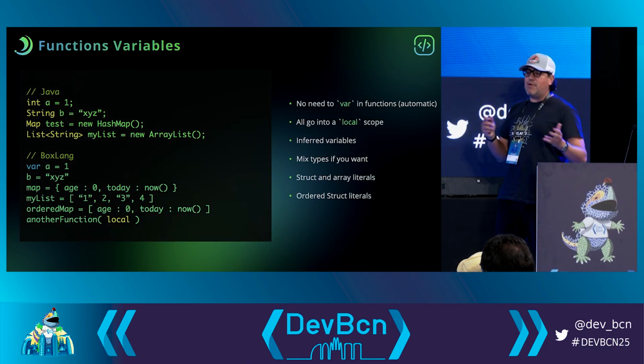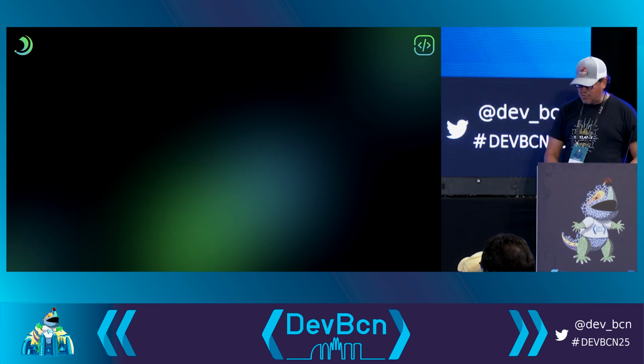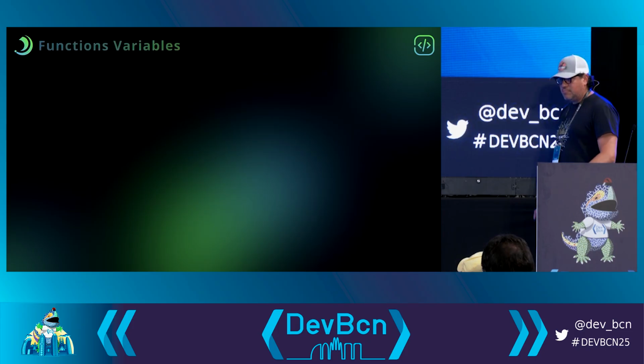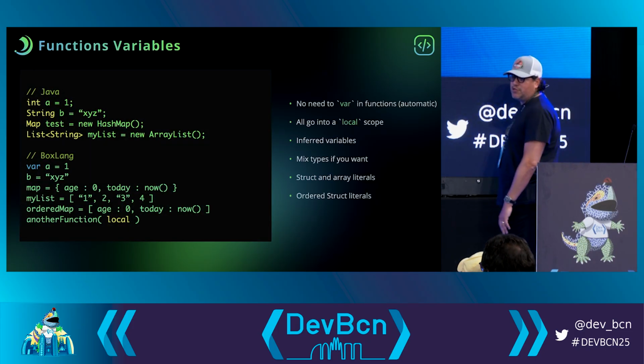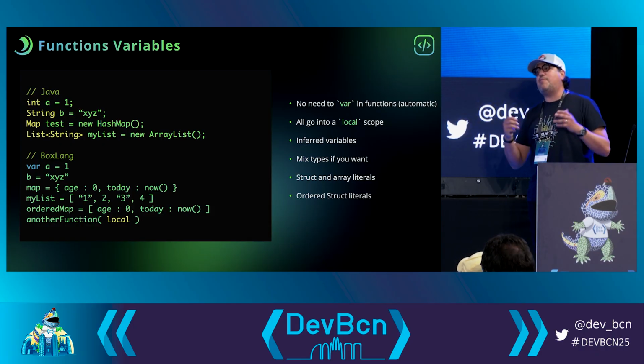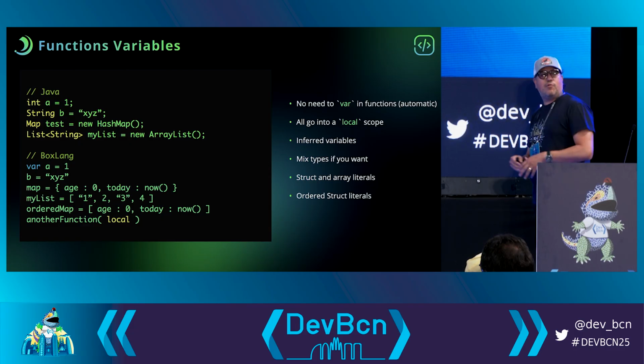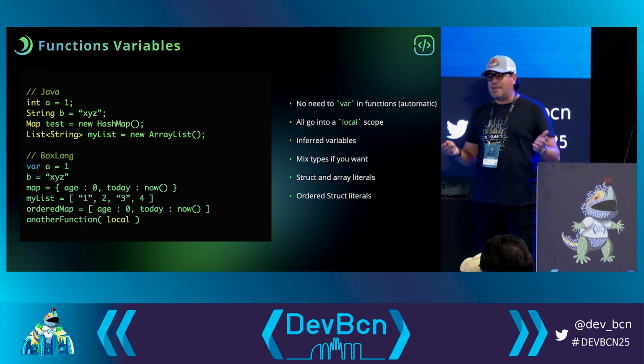Now, like I mentioned about scoping, ooh, that was too fast. Go back, real quick. Just a review, I left this just for documentation, that basically says that in functions, there is no need for you to do any type of var scoping. Everything goes into the local scope of the function. All the variables are inferred. You can mix types if you want.